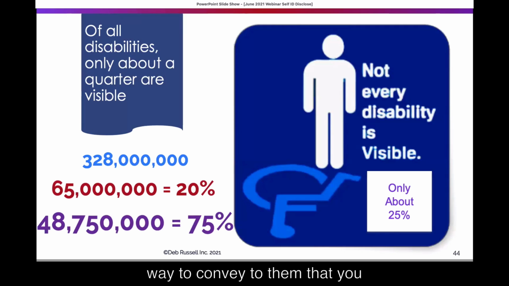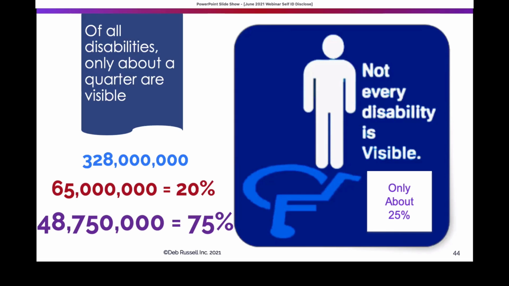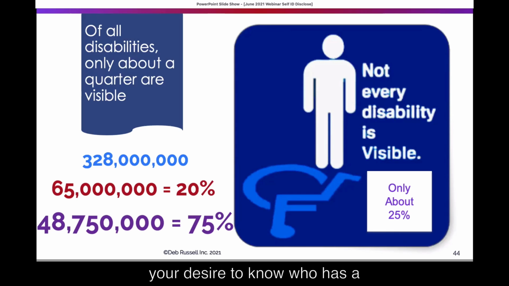So the only way to convey to them that you are disability friendly is by messaging out to everybody how disability inclusive you are, and making sure that you have that clarity, the compassion, the collaboration with the disability community, providing consistent communication about your desire to know who has a disability so they feel comfortable bringing themselves to work, and they can provide the contributions and benefits that your company is looking for in a disability inclusive workplace.